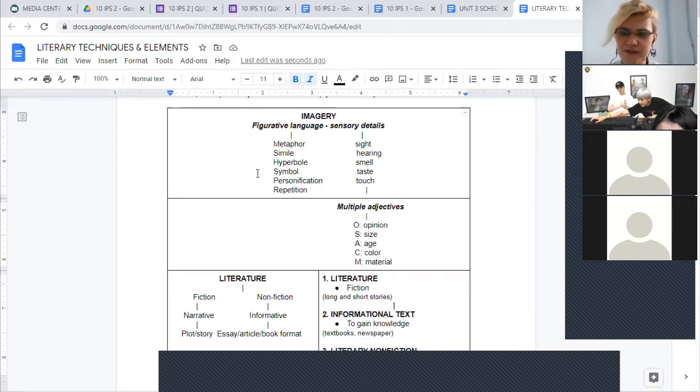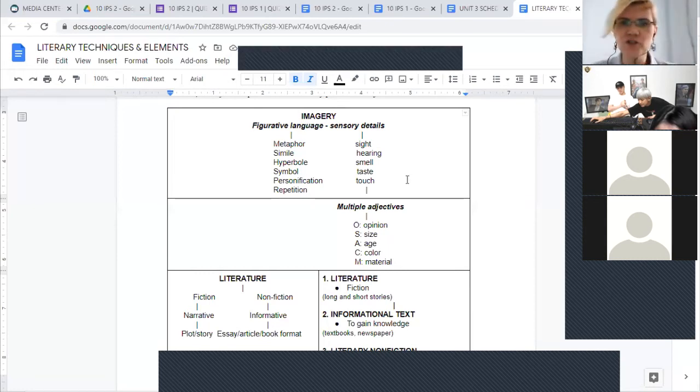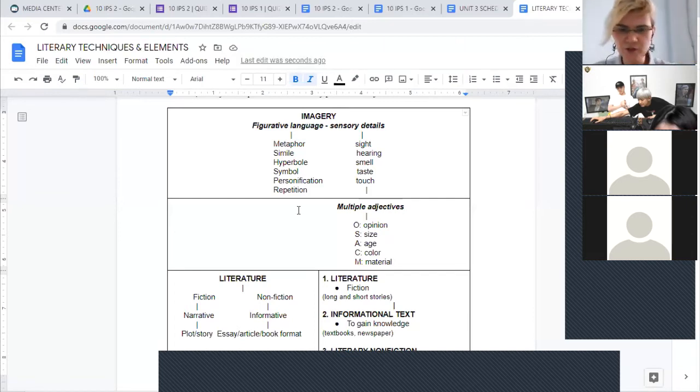Now, if you're using multiple adjectives from different categories, as we have opinion, size, age, color, and material, then you will not use a comma because they are from different categories. But if, for example, I use all from opinion, a delicious, magnificent, amazing, great pie, it's all opinion, then I would have to use commas to divide the words. Just keep that in your memory.